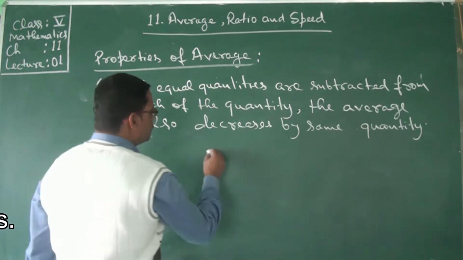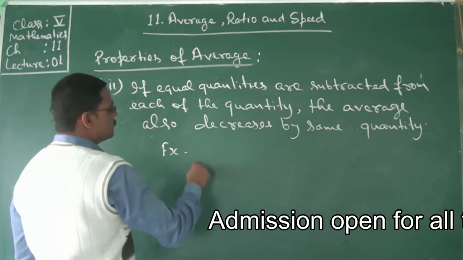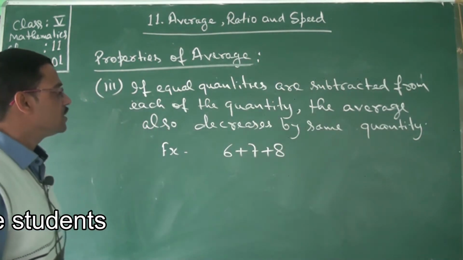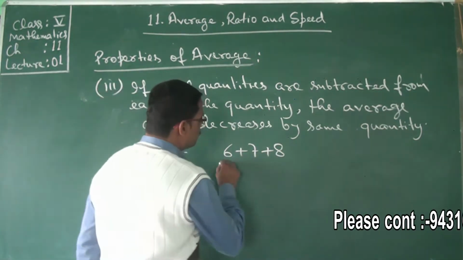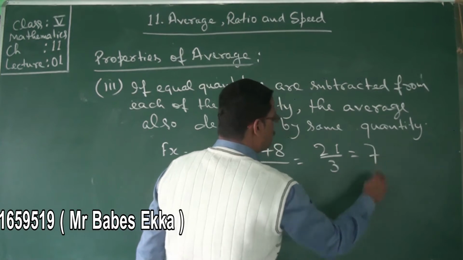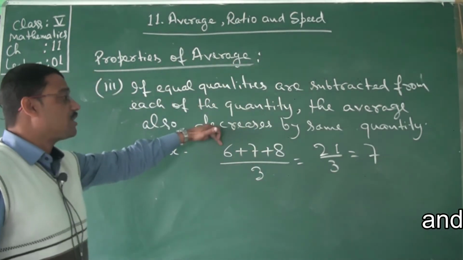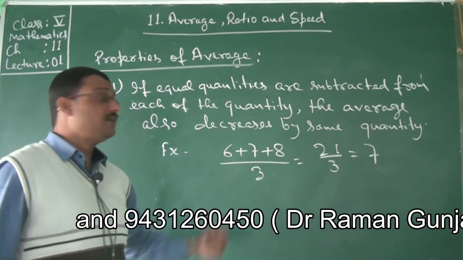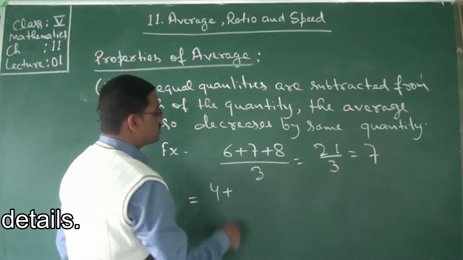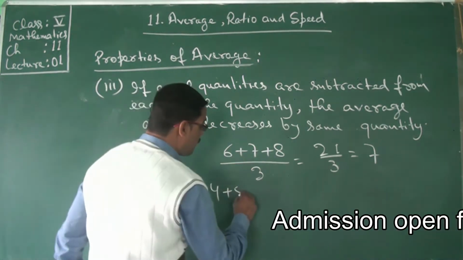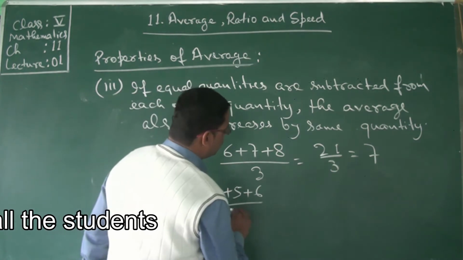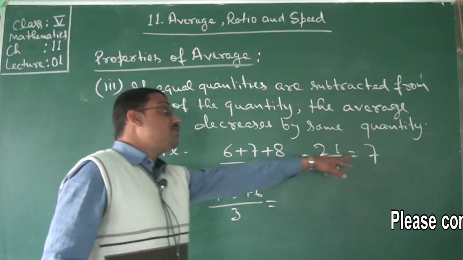Take the numbers, for example, 6 plus 7 plus 8, there are 3 numbers. 6 plus 7 is 13, plus 8 is 21, by 3. It is equal to 7. Now let us subtract 2 from each of the given numbers. That is, 2 subtracted from 6 will be 4, plus 7 minus 2 is 5, plus 8 minus 2 is 6, by 3. What do we get? Does the 7 reduce by 2 or not?